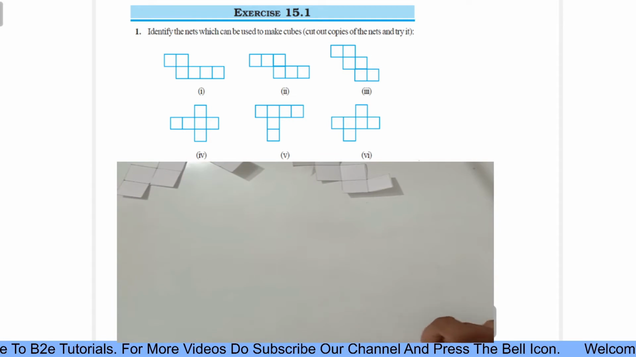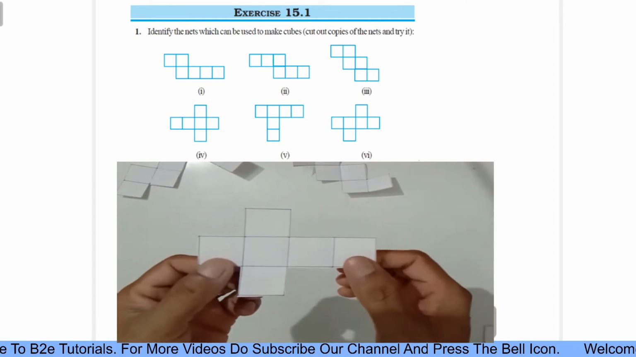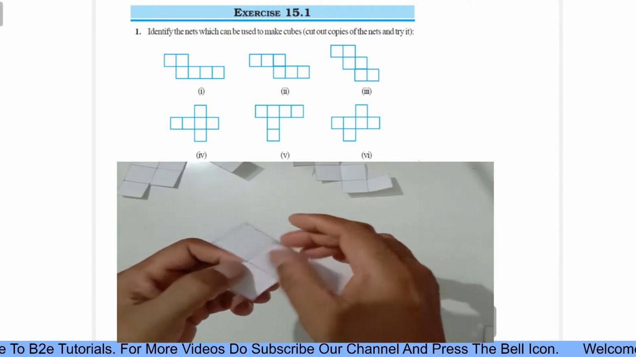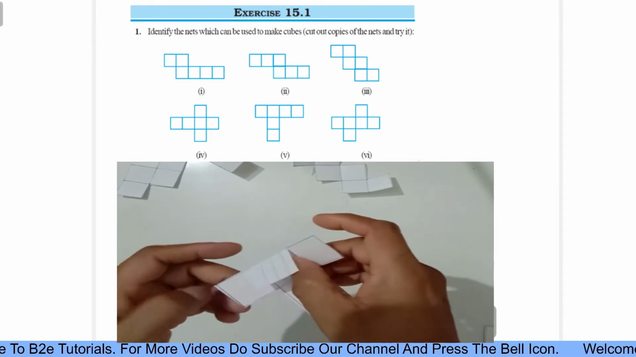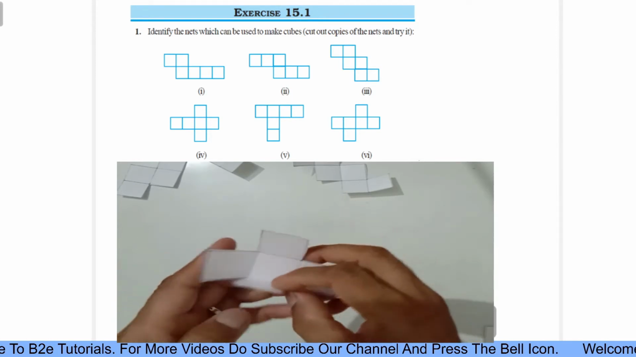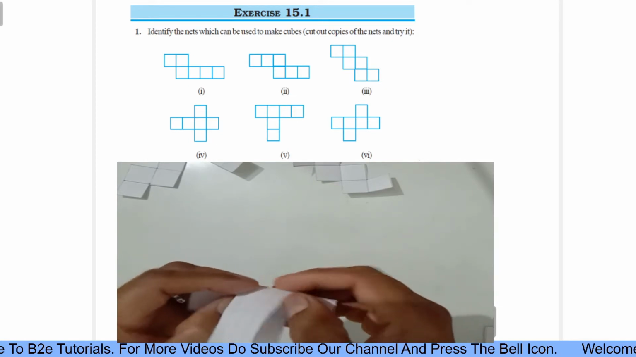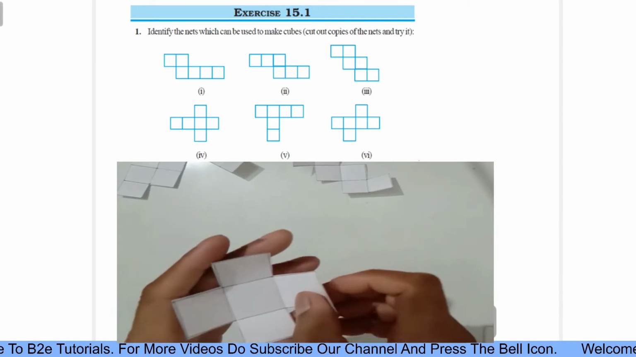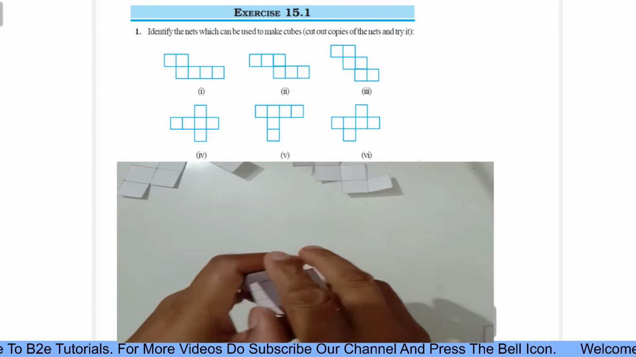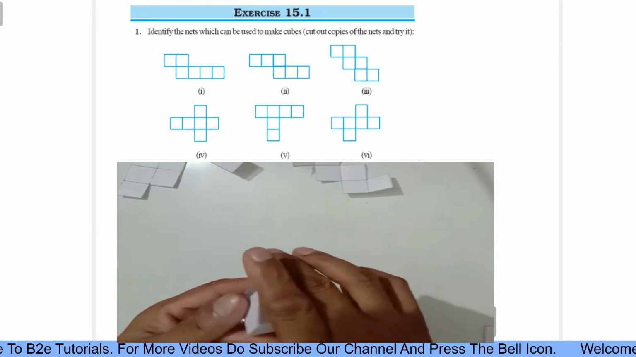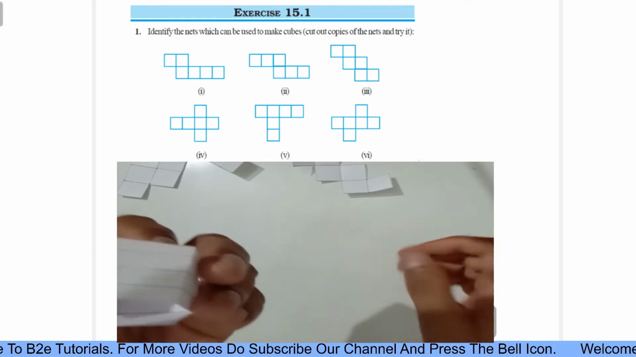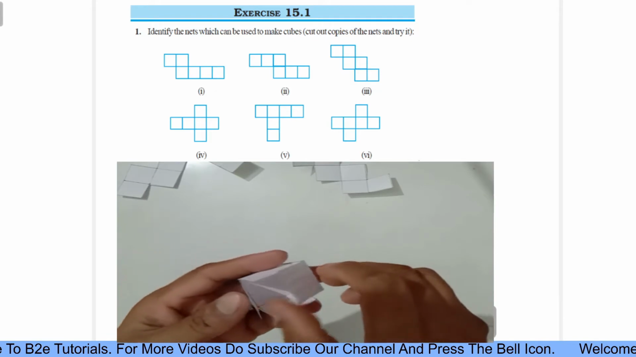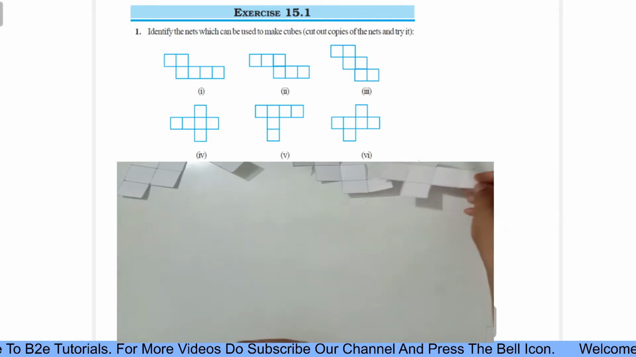Then come to fourth part. This is your net of fourth part. Here, fold it from here, then from here, and then from here, and then from here, and last from here, and see, here you are able to make a closed cube. See, from all over we are able to make a cube. It means this is the net of a cube.